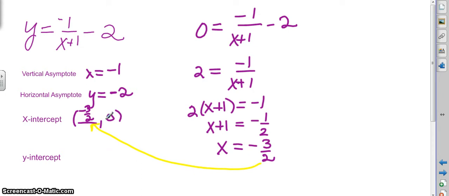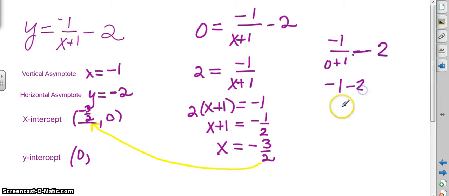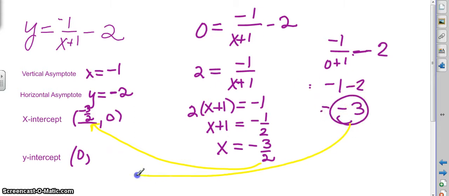Then what I need to do is figure out what my y-intercept is equal to. I think the y-intercept is a little bit easier because all I need to do is put 0 in for x. So when x is 0, I've got negative 1 over 0 plus 1, minus 2. So negative 1 minus 2 is equal to negative 3. So negative 3 is going to go right here.